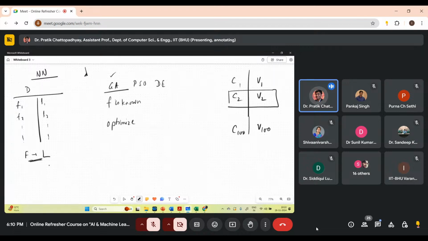So we can try to use genetic algorithm to find a relation between C1 and V1 here, or we can try to come up with a new configuration using genetic algorithm which will have a better cross validation accuracy. So all these things can be done using genetic algorithm to make the neural network learn even better.